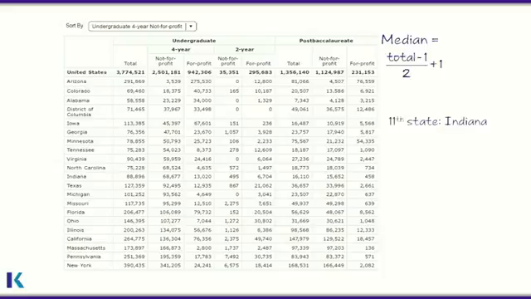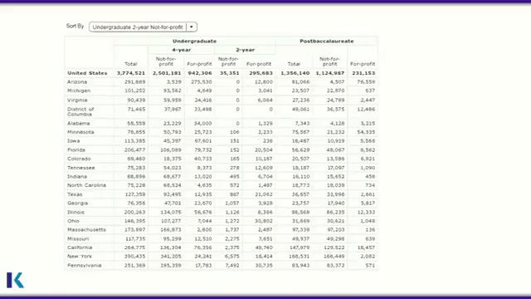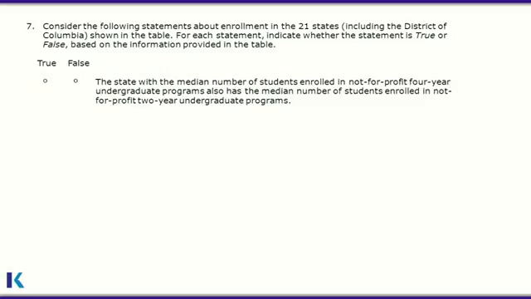Once you know to focus on Indiana, sort the table by not-for-profit 2-year undergraduate institutions. Again, Indiana is the median, the 11th state. So the same state has both medians you're looking for, and the answer to this question is true.